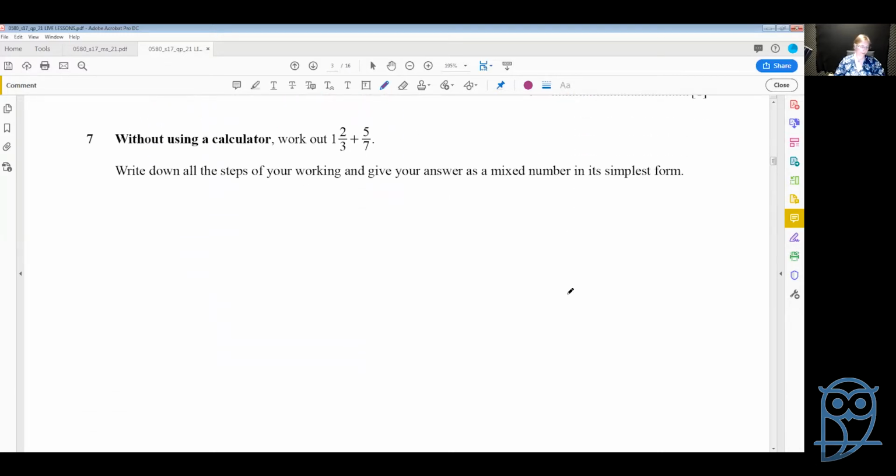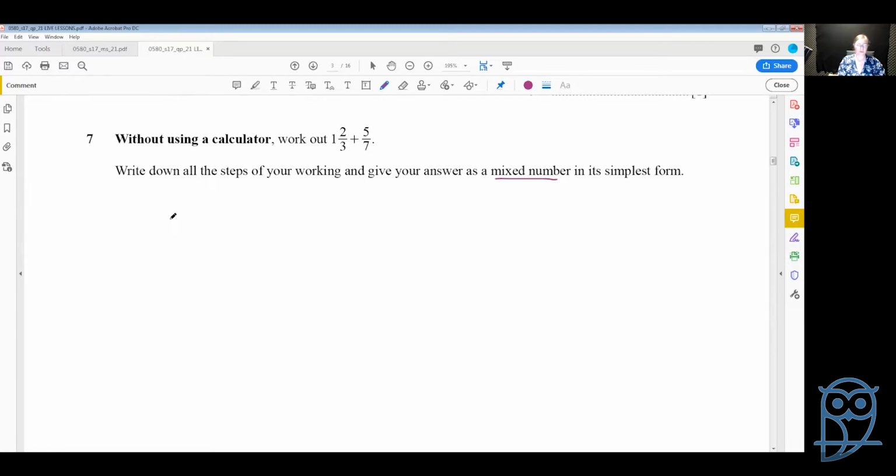Okay. Without using a calculator, work out this value over here. So write down all the steps and give your answer as a mixed number in its simplest form. So a mixed number means it looks like this, like 1 and 2/3. So we're going to leave it like that.